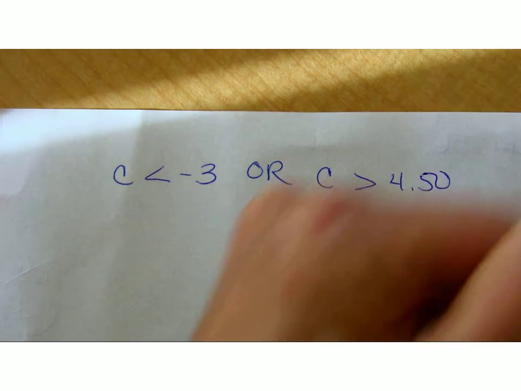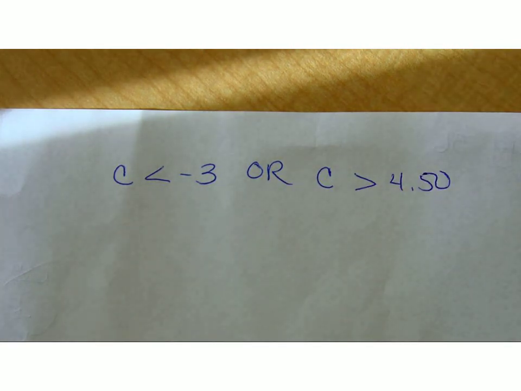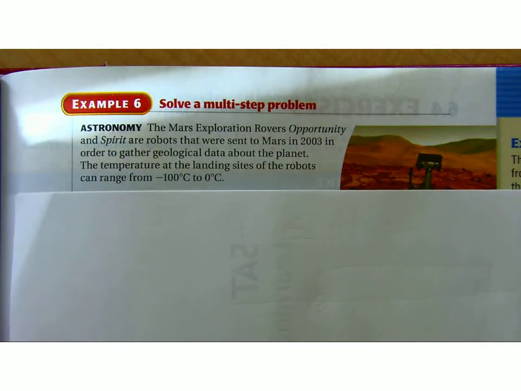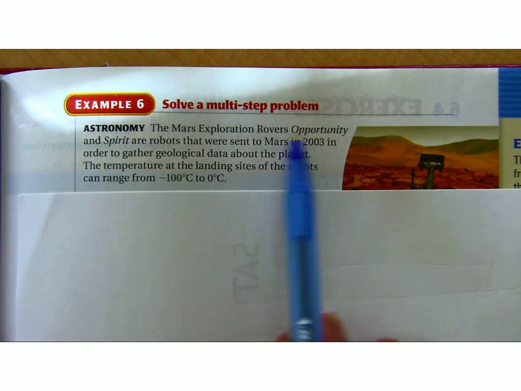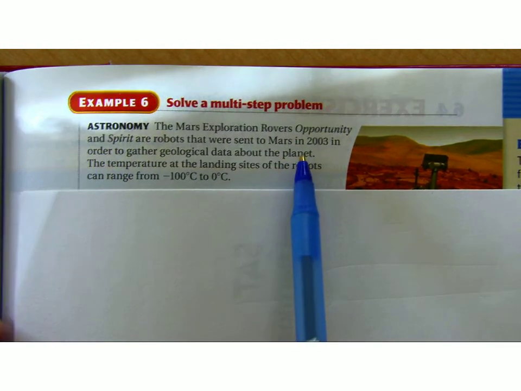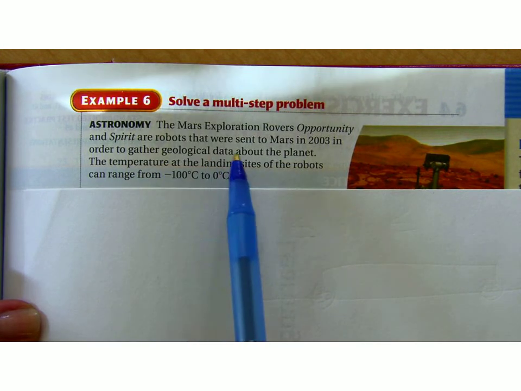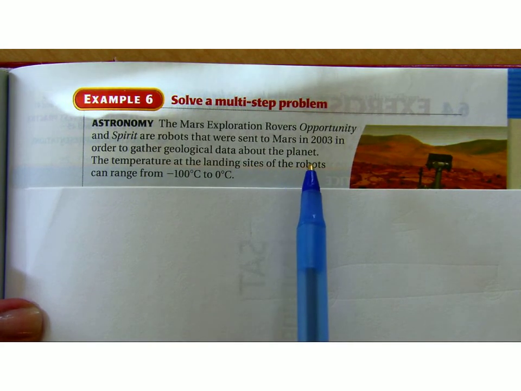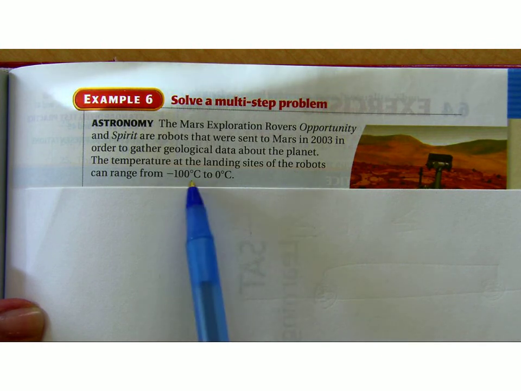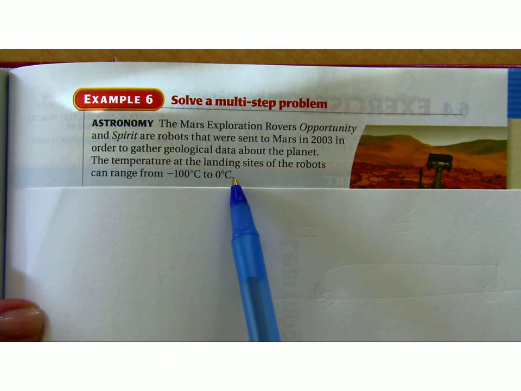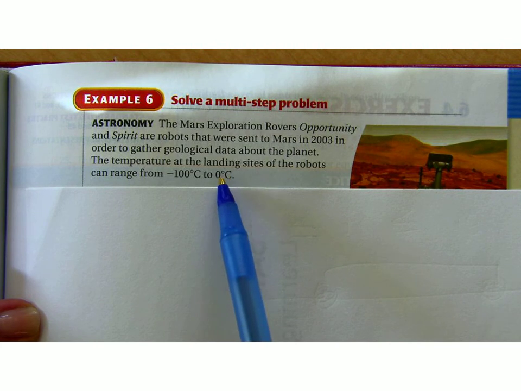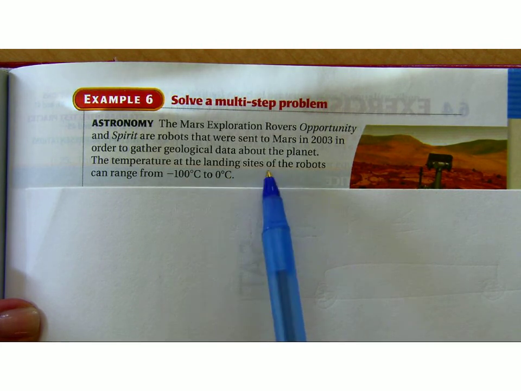Let's talk about one more quick multi-step problem and then we're done. If you are interested in science, this is kind of fun and interesting. The Mars Exploration Rovers, Opportunity and Spirit, are two different robots. They were sent to Mars in 2003 to gather some information about the planet so we can bring it back and figure out all kinds of different forms of life. The temperature on Mars can range anywhere from 0 degrees to 100 below Celsius.